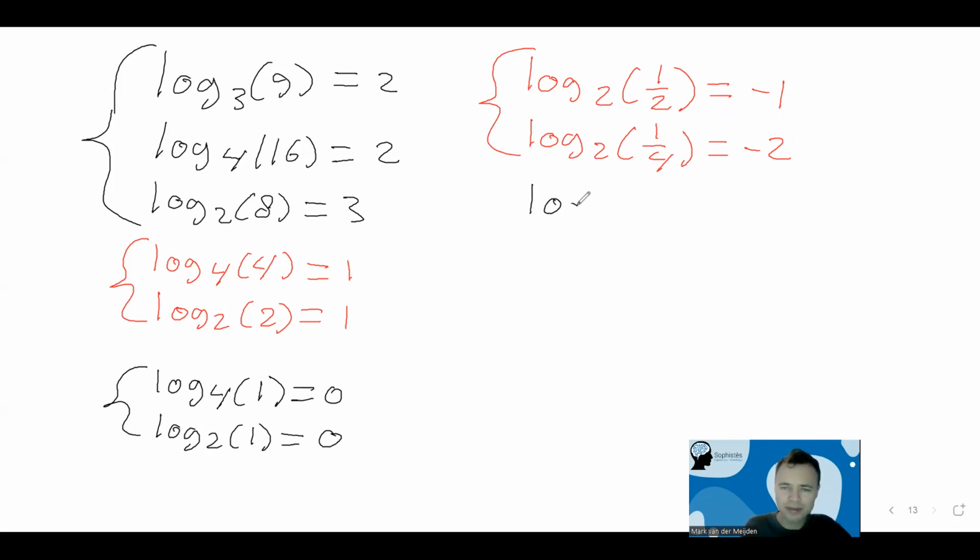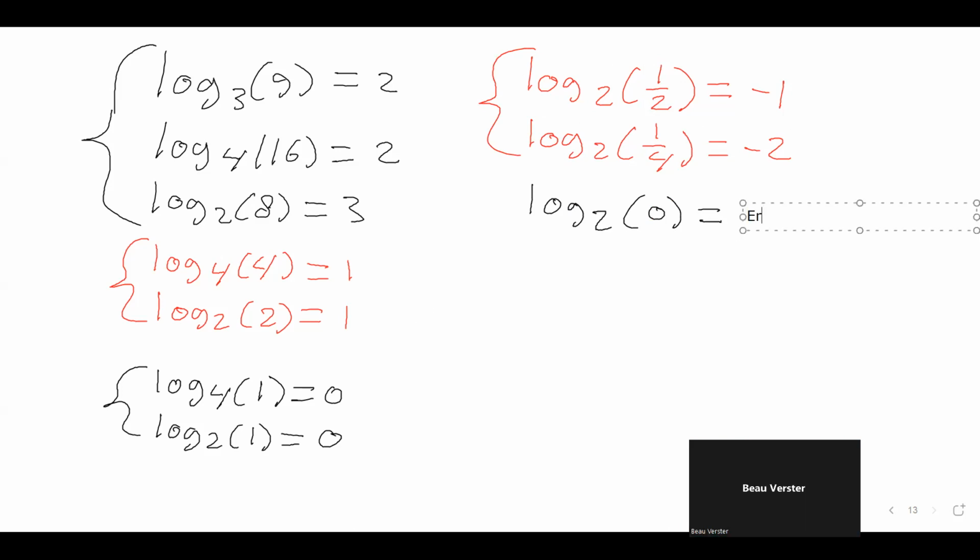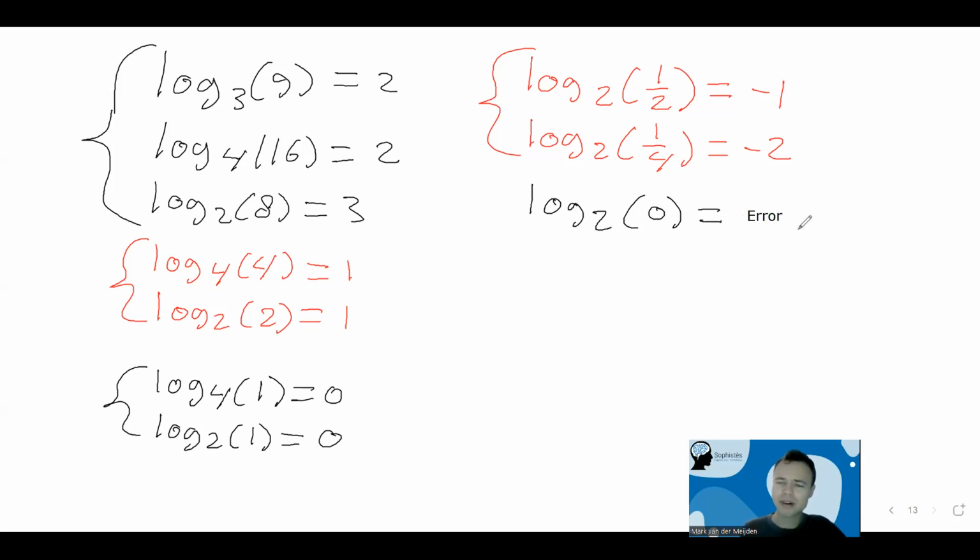Can I also insert a 0 in it? Is this possible? No. I get an error because I can never do 2 with the power of something to get 0. So this equation here has no solution. There's not a single exit I can find to get a 0 out of it. Okay.